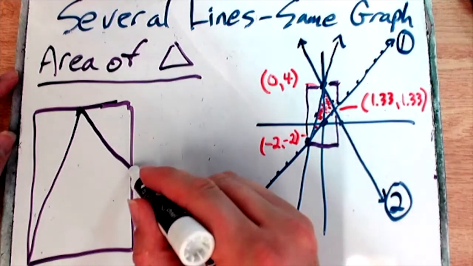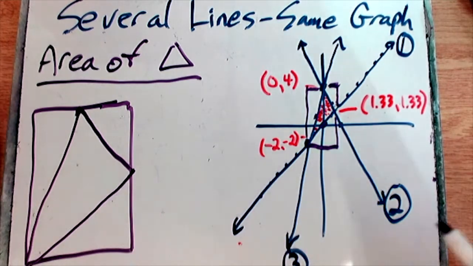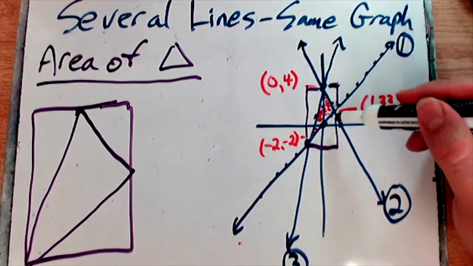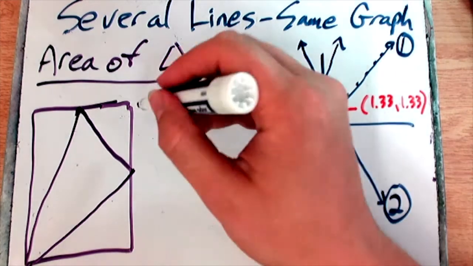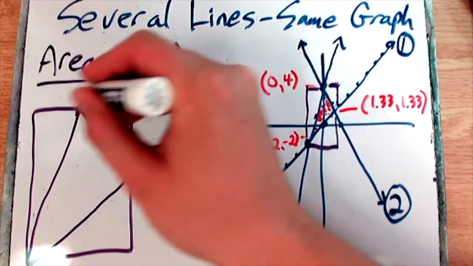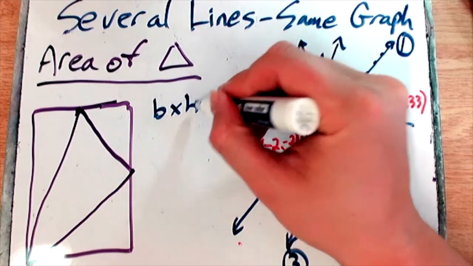It goes down to here. Do you see that triangle inside and that square outside? The way we're going to figure this out is we're actually going to take the area of the whole square, which is base times height.